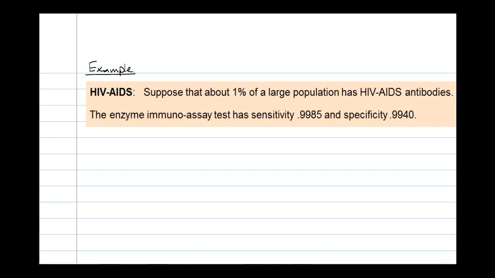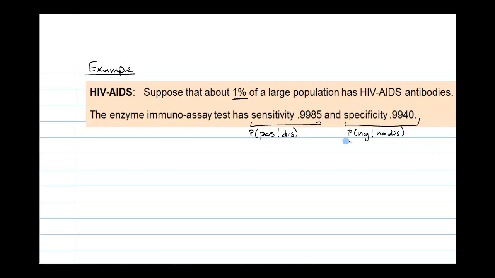So for this example, we're going to suppose that about 1% of a large population has HIV/AIDS antibodies, so they would be HIV positive. The enzyme immunoassay test has a sensitivity of 0.9985. Remember, sensitivity is the probability, and you can scroll up in your notes to have a look at this, that I have a positive test result given that I know this person has the disease. And then I also have a specificity, and that's the probability that I get a negative test result given the person does not have the disease.